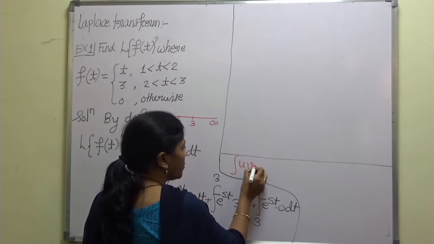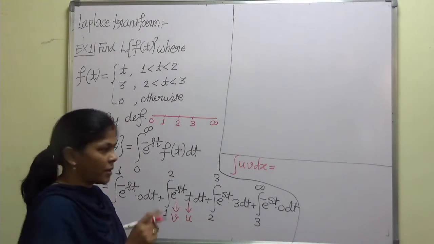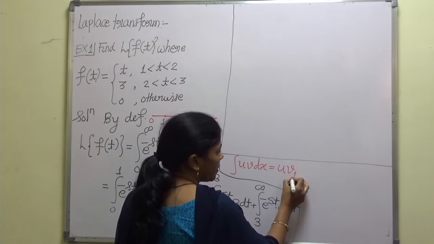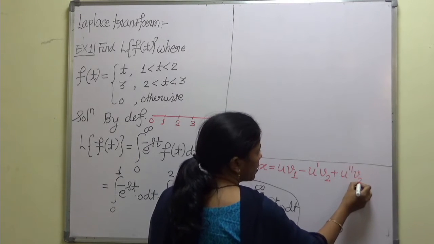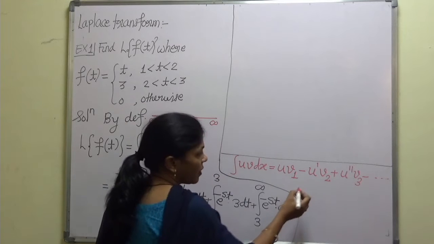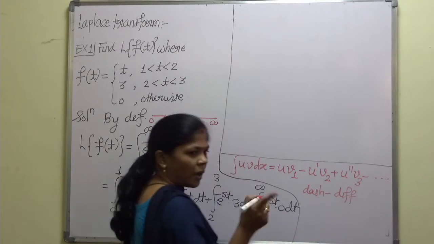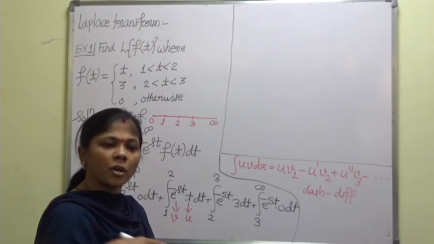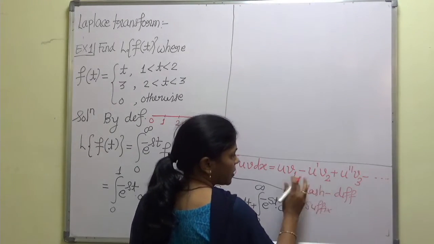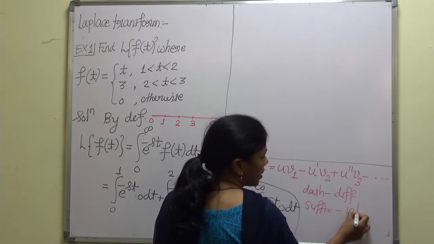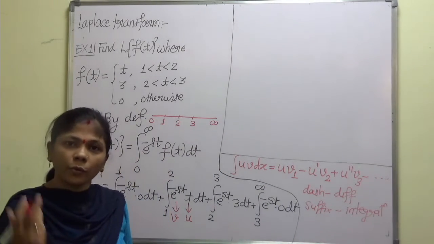What is successive integration by parts? The integration of u into v with respect to x, the integration of a product where one of the functions is algebraic, we write as u into v1 minus u dash into v2 plus u double dash into v3 minus and so on, where the dash is nothing but differentiation that many times. 1 dash means 1 time differentiation, 2 dash means 2 times differentiation, and the suffixes 1, 2, 3 are nothing but integration. Suffix 1 means 1 time integration, 2 means 2 times integration.